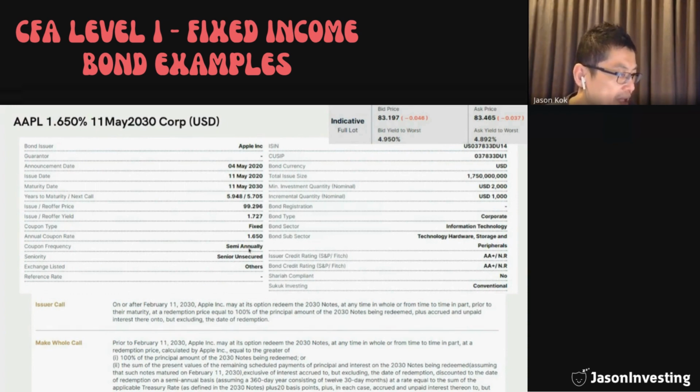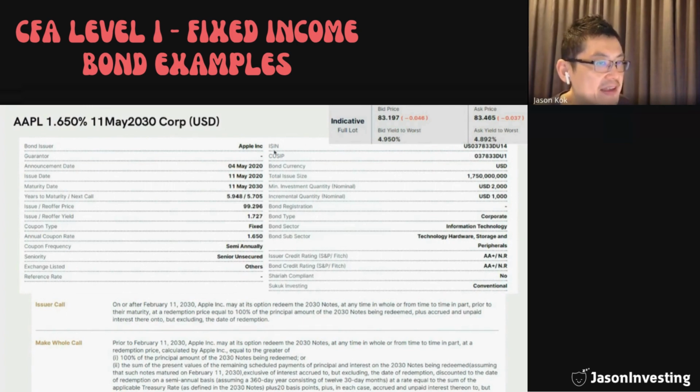Coupon frequency semi-annually just means that the coupon will be paid out every 6 months. And this is the reason why I was talking about the seniority, because this is classified as a senior unsecured bond. For the reference rate, this is not valid because this is a fixed coupon. If this is a floating rate coupon, they will have a reference rate, so you have a margin on top of the reference rate. But in this case, this is fixed, so this is not valid.